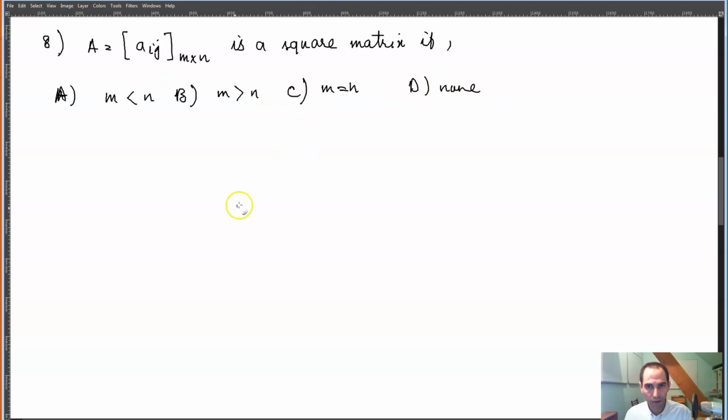None of these options. Of course, the correct answer is choice C, because by definition a square matrix is a kind of matrix where the number of rows and the number of columns are exactly the same. So that is the correct answer there. And then you have question number 9.